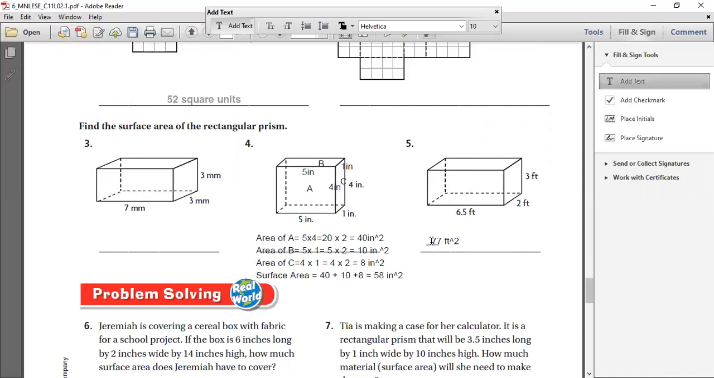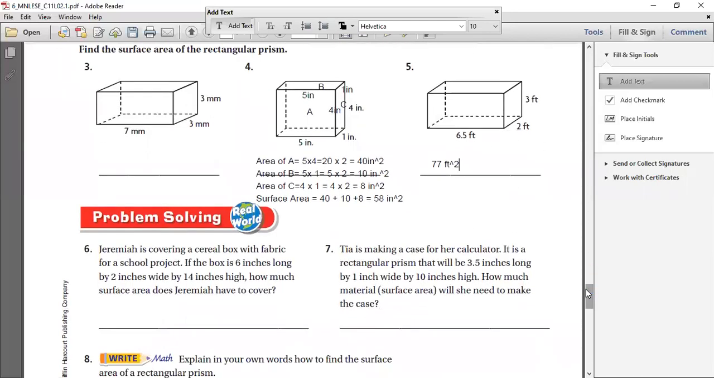Now if you have done it perfectly, it will be 77 square feet because you will multiply 6.5 by 3 and then multiply that by 2. Then again you will multiply 6.5 by 2 and multiply by 2 again. Then multiply 3 by 2 and then multiply by 2 again. If you add up all of them, you will get 77 square feet.